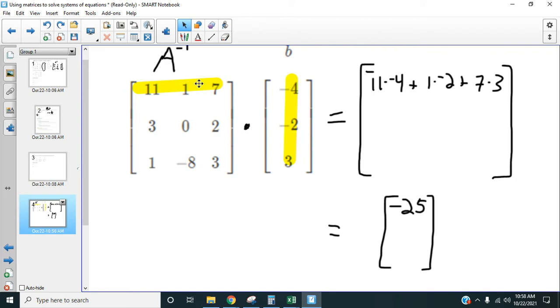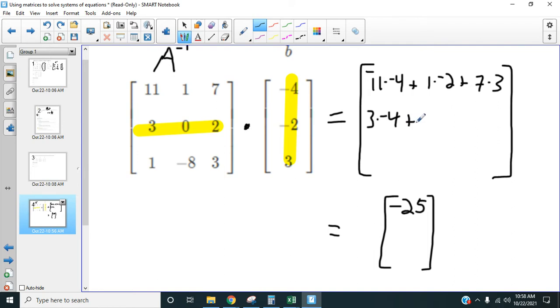And then move this row down. Times the same column. 3 times negative 4 plus 0 times negative 2 plus 2 times 3. If I add those up, I'll get negative 12 plus 0 plus 6. So negative 12 plus 6.